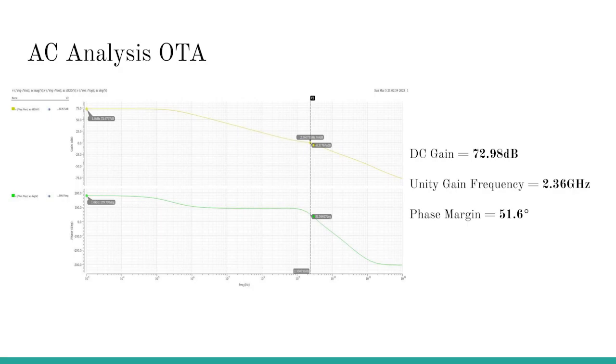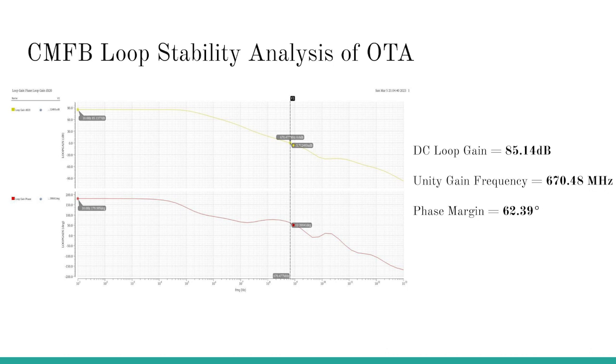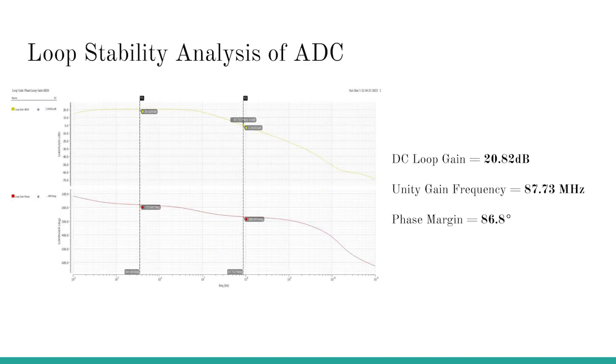Once we complete the design of the OTA, we will simulate it. On the screen, we can see the AC analysis of the OTA. So we can see the DC gain, the unity gain frequency, and the phase margin. Next, we will look at the loop stability of the common mode feedback. We see that the phase margin is 62.39 degrees, which is greater than the required 45 degrees of phase margin. Next, we will look at the loop stability analysis of the ADC. Again, the phase margin is greater than 45 degrees, which shows that our loop is very stable.